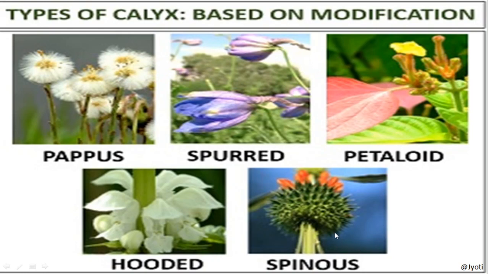Then I was talking about the spinous modification of the calyx into spines. Here you can see the whole thing is the calyx. The calyx is modified into spines, which provide protection to the fruit.